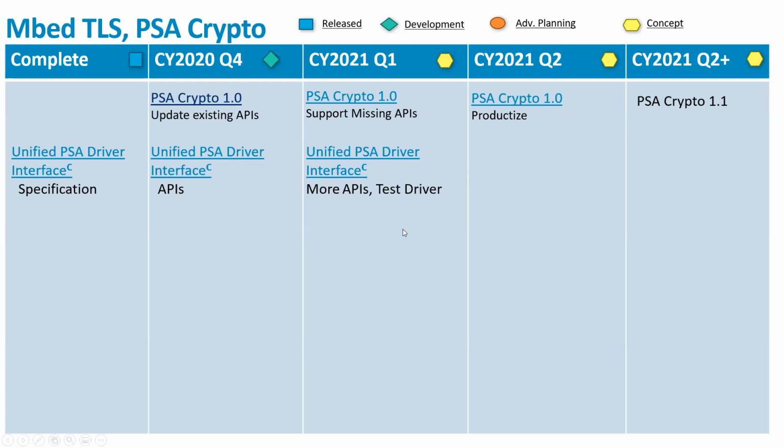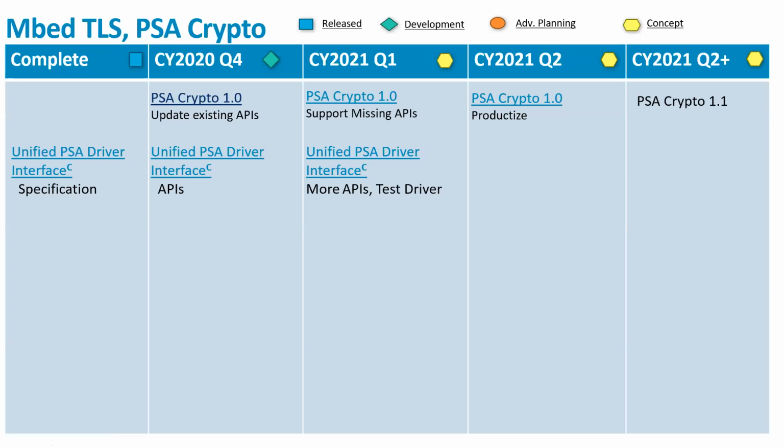The hope is there would be plenty of platforms during 2021 that take this driver interface and implement drivers for their own crypto accelerators and secure enclaves, just like what Silicon Labs has just done. So these are the two major areas I would say are keeping the project developers busy at the moment. But of course, there are more things that the roadmap or the community would like to see.